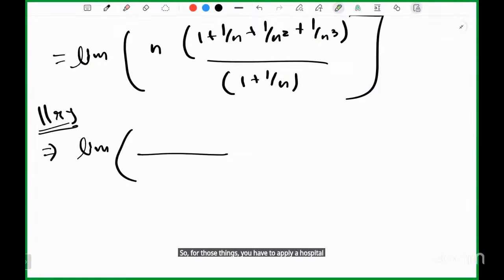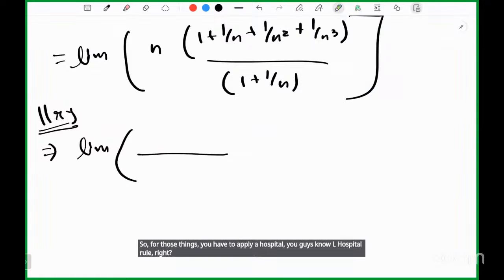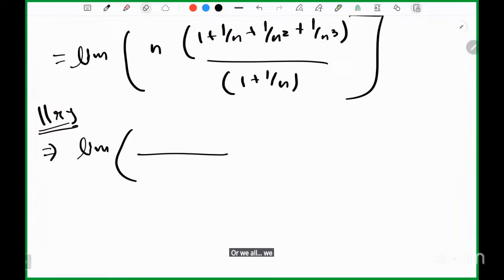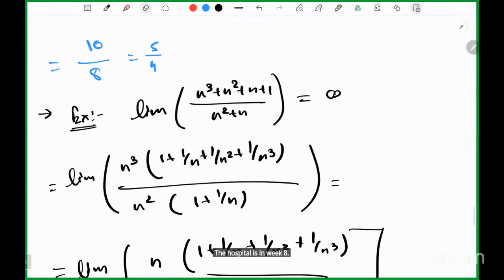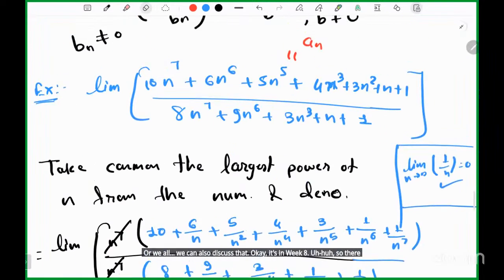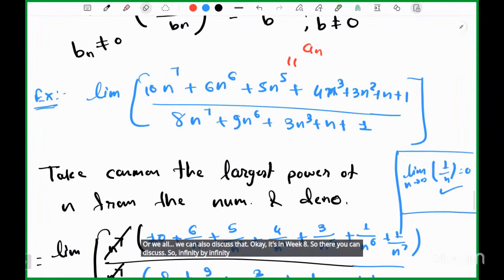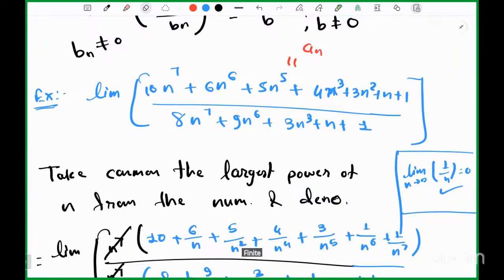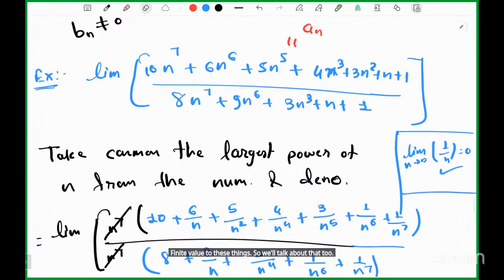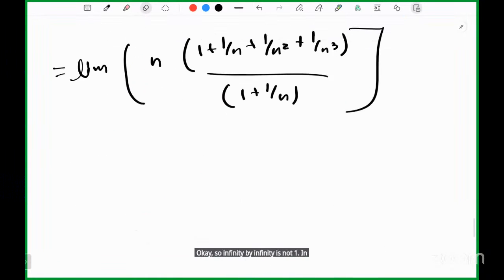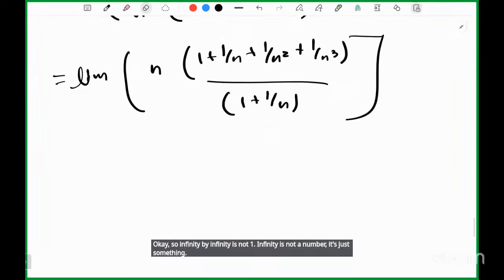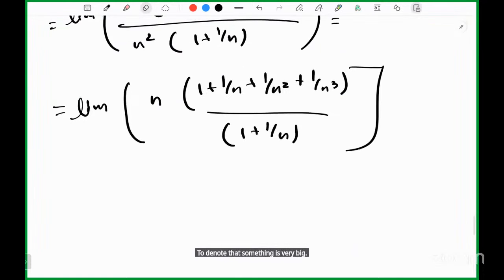You guys know the L'Hospital rule, right? Ma'am, we can also discuss that. L'Hospital is in week 8. Okay, it's in week 8, so there you can discuss. So infinity by infinity, 0 by 0, these are all known indeterminate forms. So you cannot assign a finite value to these things. We'll talk about that too. So infinity by infinity is not 1. Infinity is not a number, it's just something to denote that something is very big. Okay, so we'll understand that.